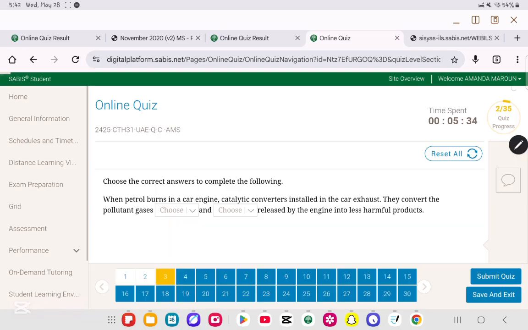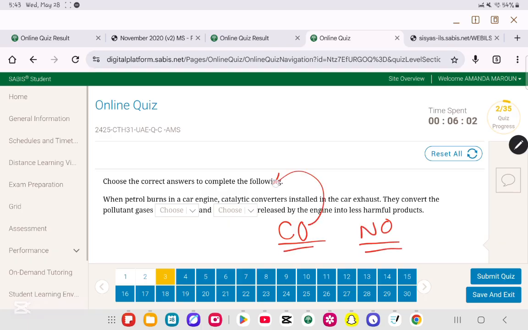Okay, we move on to question number 3. What does it say in question number 3? When petrol burns in a car engine, a catalytic converter is installed in the car exhaust. Okay, they convert the pollutant gases. Very important. What are the pollutant gases you need to know of? There are 2 main ones. They are what? Carbon monoxide and nitrogen monoxide.